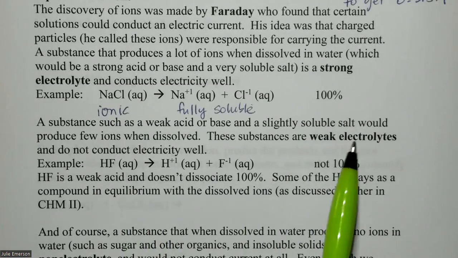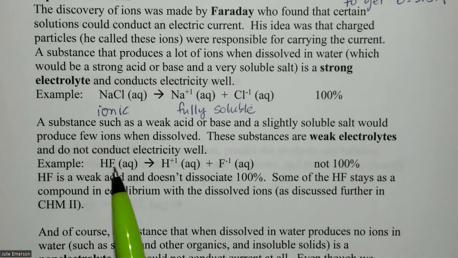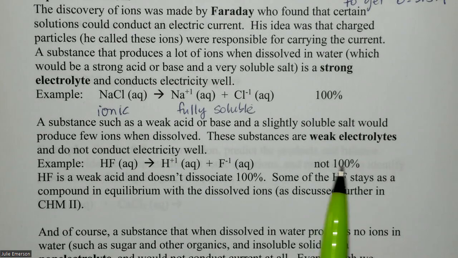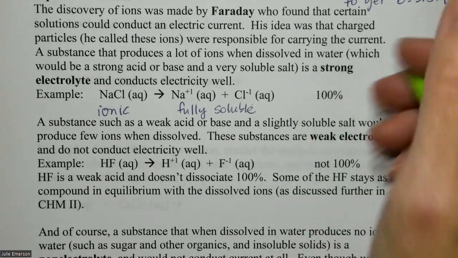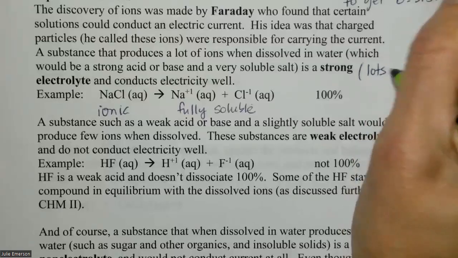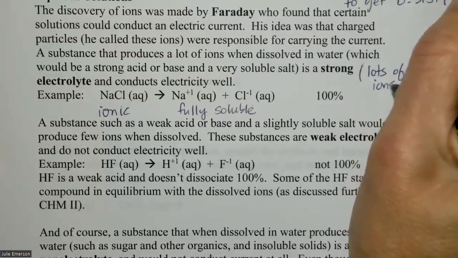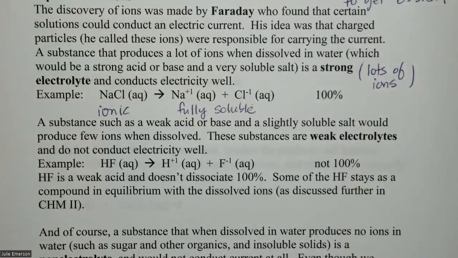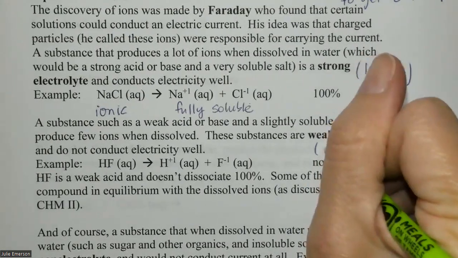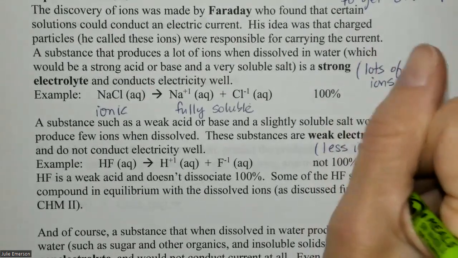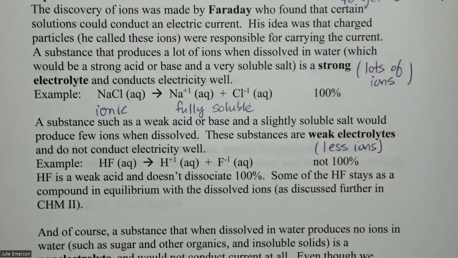So for a weak electrolyte, all I need you to know is that this not-100% dissociation really doesn't come in until Chem 2. All I need you to know is that if it is a strong electrolyte, there are lots of ions present, so it's very good at conducting an electric current. If it's a weak electrolyte, there are much fewer ions present. There are some, so some electric current.